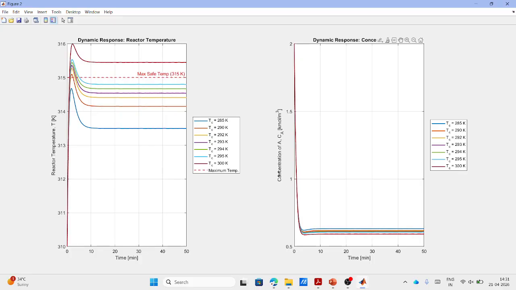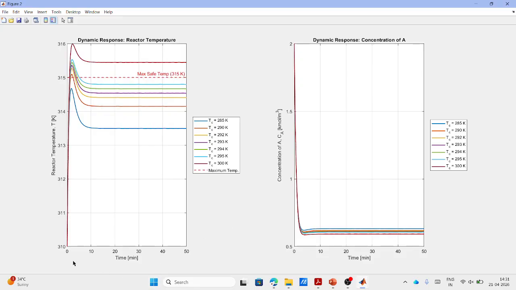Here what we are seeing is that it's a first order reaction, a very fast reaction. So you can see reactant A is converting as soon as it enters the reactor, and its concentration goes down and reaches the steady state value, right? So that is one observation.